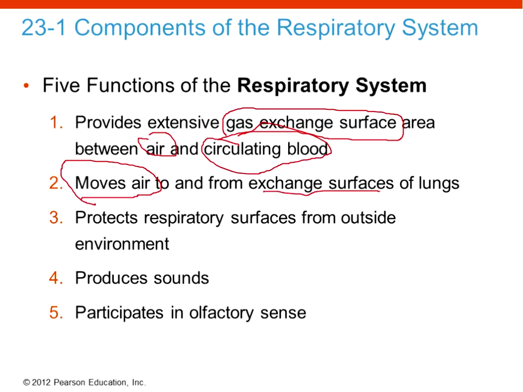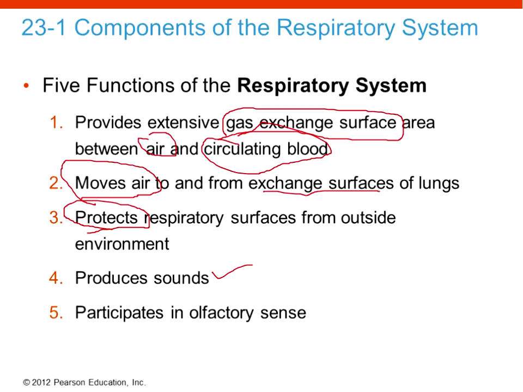Another function is protection. As we talked about before, and we'll see with the digestive system, our mouth, our oral cavity, is an easy pathway for pathogens, bacteria, and other things to enter our system. With the digestive system, we have a very acidic stomach and other defense mechanisms to protect us. The same thing happens here in the respiratory system. We have defense cells that live down deep at the alveoli to protect the respiratory system from the outside environment.